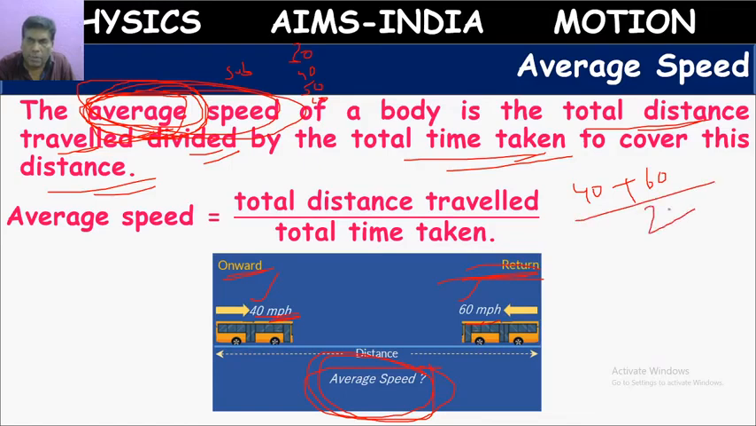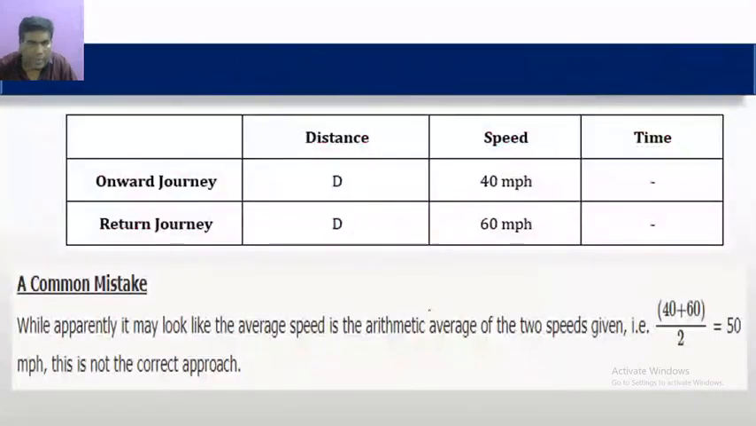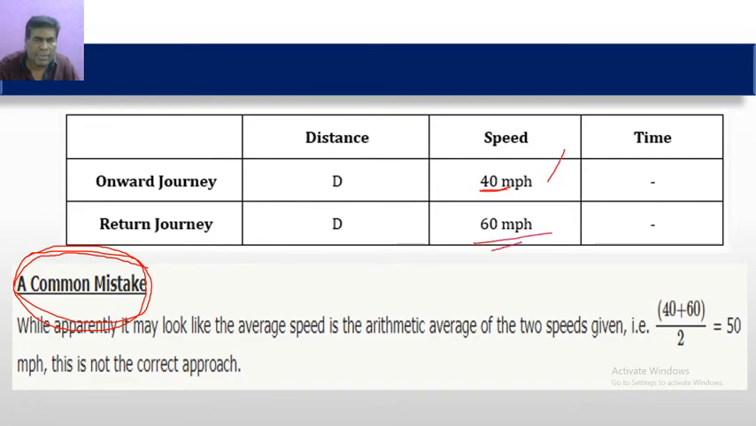What are you doing? You are doing 40 plus 60 by 2. 40 and 60 are not distances, they are speeds. In the formula we have total distance, but here it is total speed, not total distance. One common mistake is that, because the onward journey speed is 40 and the return journey speed is 60, we add both, divide by 2, and tell the answer 50. But this is a mistake.